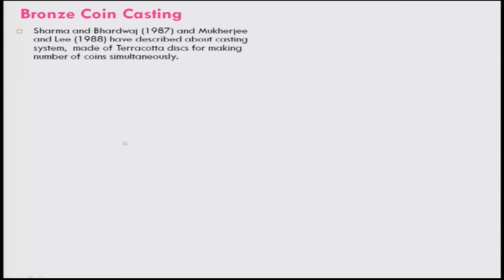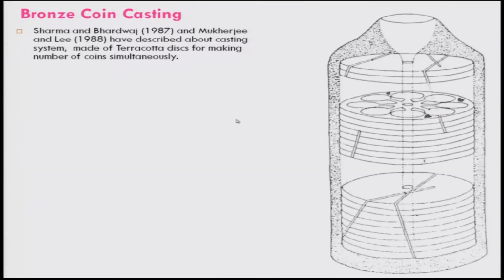Let me discuss another very interesting casting methodology which was evolved in our country, particularly for making bronze coins in several quantities at a time. For that, Sarma and Bharadwaj and later on Mukherjee and Lee have described this casting system made of terracotta discs for making a number of coins simultaneously, like a mass production of coins. Let me just show you that this is the mold assembly, and these are the coins.